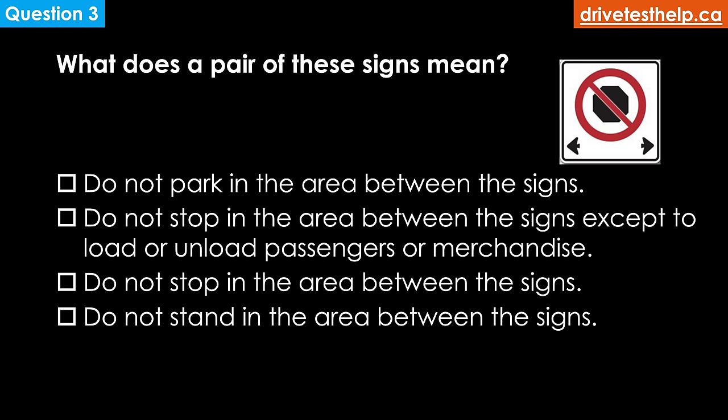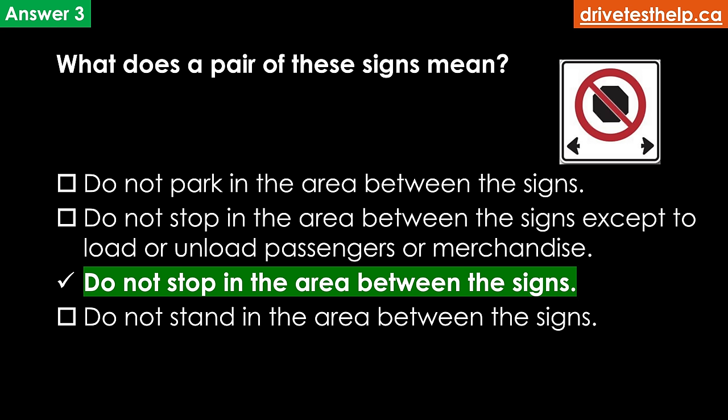What does a pair of these signs mean? Do not park in the area between the signs. Do not stop in the area between the signs except to load or unload passengers or merchandise. Do not stop in the area between the signs. Do not stand in the area between the signs. The correct answer, do not stop in the area between the signs. This is a no stopping sign. It means that you're not allowed to stop here, even for a moment. These signs are typically used in pairs or groups.